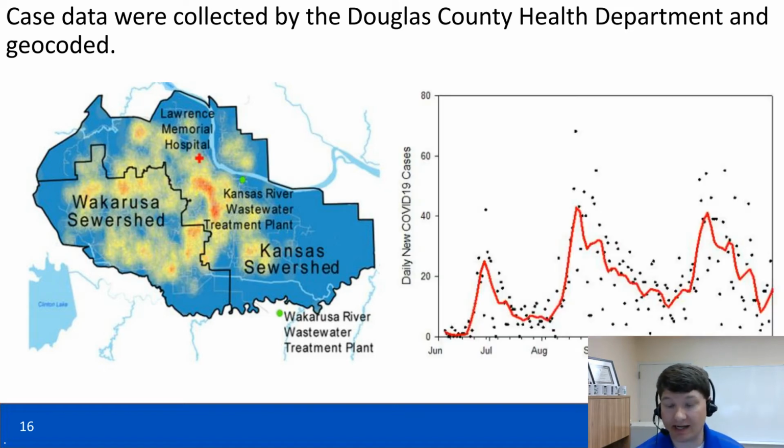And so collecting that case data, again, can often be very noisy. And so you can use some smoothing curves to understand general trends in that case data. And so here we have daily new COVID-19 cases on the left or y-axis over the time period of our study, again, from June to December 2020. And so in general, we observed during this period 3 large case spikes for our community.